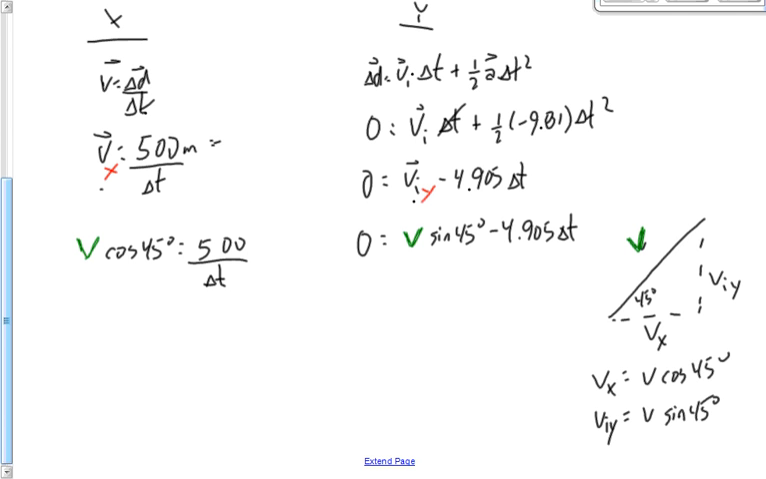Now we have two equations, both with two unknowns, but this time it's the same two unknowns. Instead of being Vx and t, Vy and t, now it's just V and t. Let's simplify it a little bit. Cosine 45 is 0.707. Let's take this to the other side: 4.905 t equals 0.707 times V.